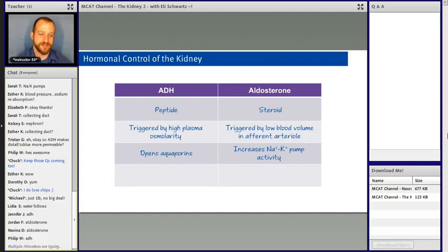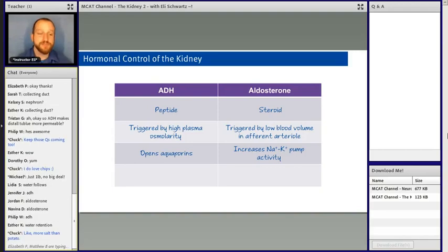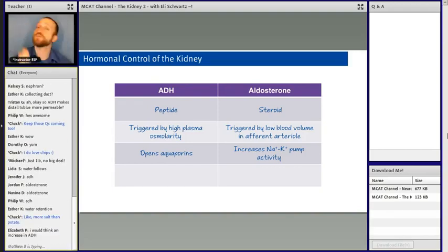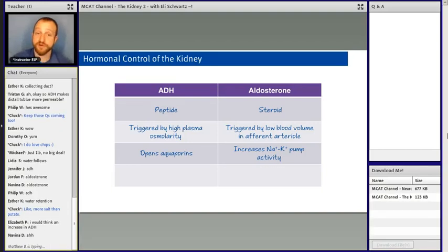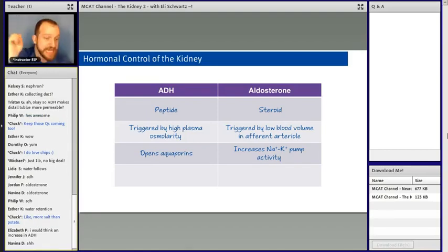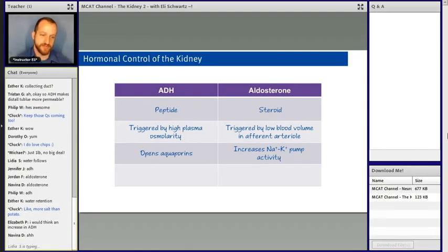Salt is in, water follows salt. You're right, absolutely, Lydia. But this would be ADH. We need a fast, instant response. We need to make sure that that salt does not increase the osmolarity of plasma. So immediate ADH response, as Elizabeth pointed out. Philip, yes, absolutely, Jennifer.